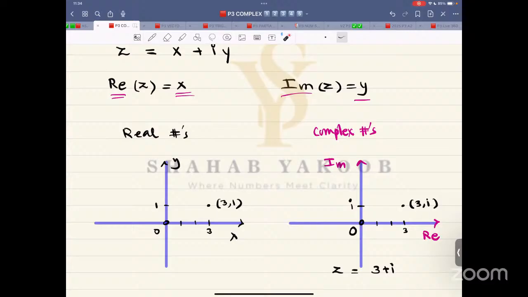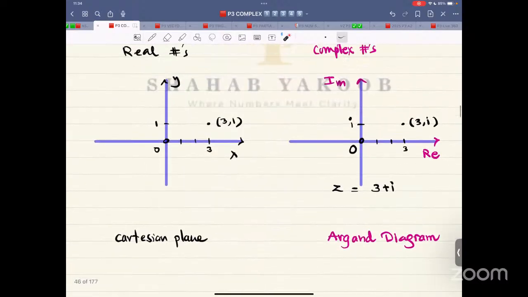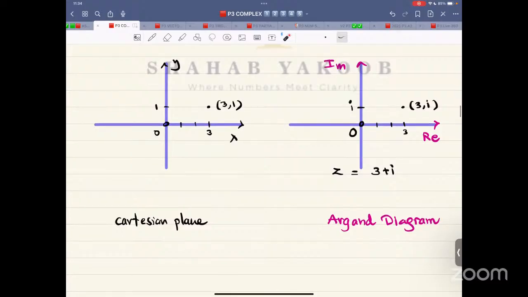When we talk about real numbers on the x and y axes, that's called the Cartesian plane. It is the normal graph paper, the normal grid. It is named after a French mathematician, René Descartes. And this is also named after a French mathematician, Argand. I don't remember the full name, but Argand is part of his name.